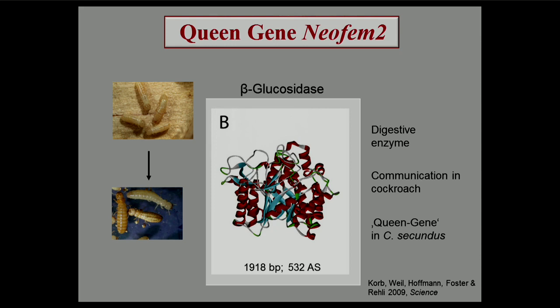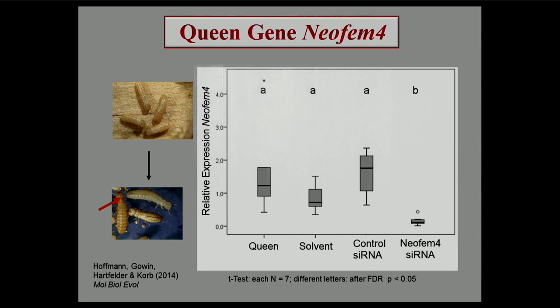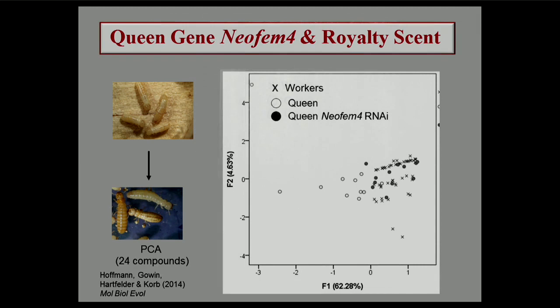Therefore, we went on and tested the next candidate, NeoFEM4. NeoFEM4 is a P450 gene, and P450s are known to be involved in the regulation of JH titers, and also in the biosynthesis of cuticular hydrocarbons. We did the same thing as with NeoFEM2. We silenced the gene, and you can see here as well that the silencing was successful. So we could knock down the NeoFEM4 gene. Then we again did the behavioral experiments. We're not showing you any graphs, but the results were the same as for the NeoFEM2 gene.